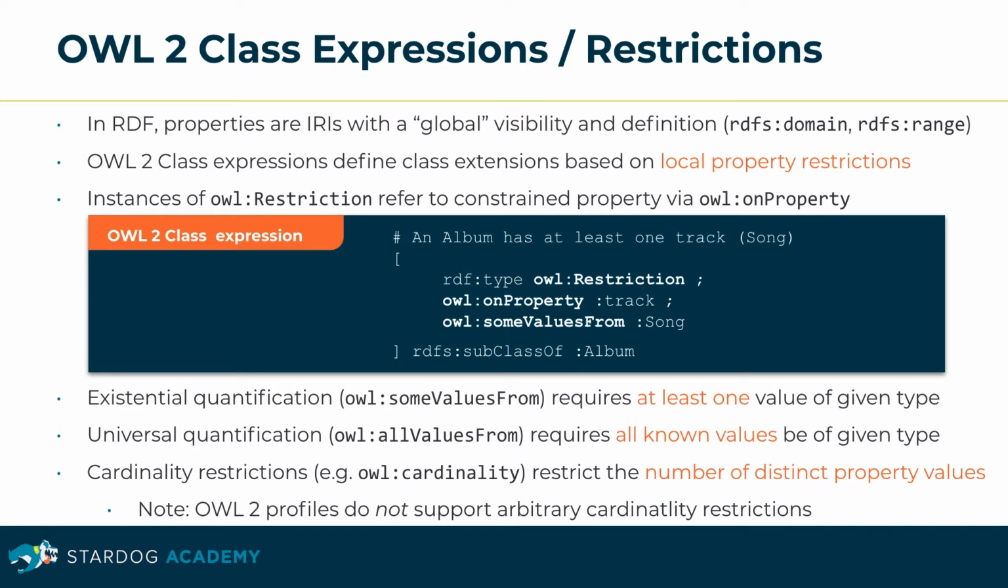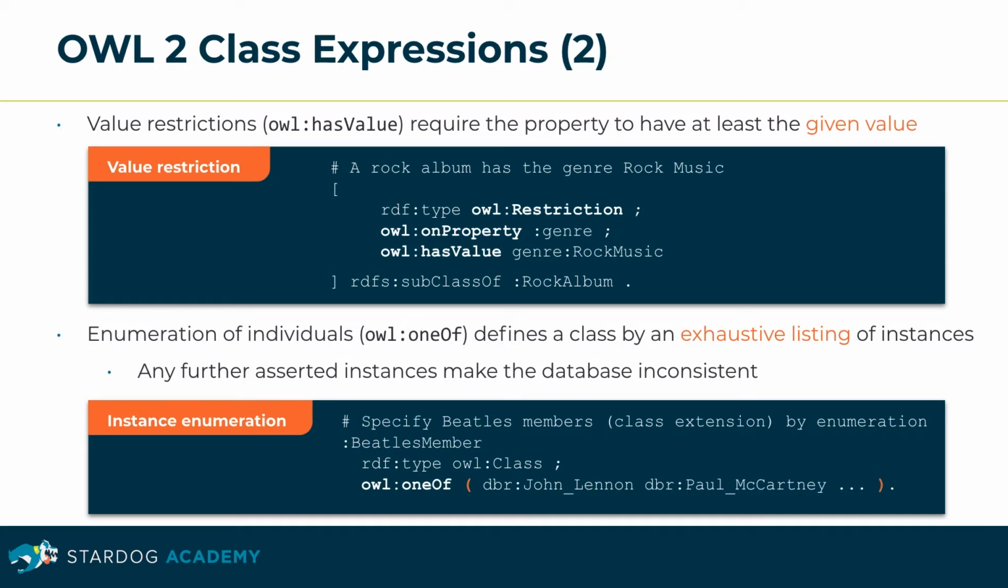Please note the universal quantification does not imply the property to be assigned on class instances at all. Cardinality restrictions, for example owl:cardinality, constrain the minimum, maximum, or exact number of distinct values a constraint property should take on instances of the class. OWL profiles have only a limited support for cardinality restrictions. You may need to choose OWL DL for a full support. The value restrictions require the constraint property to have at least the given value specified by the predicate owl:hasValue. In the example snippet, a rock album is required to have the genre rock music.